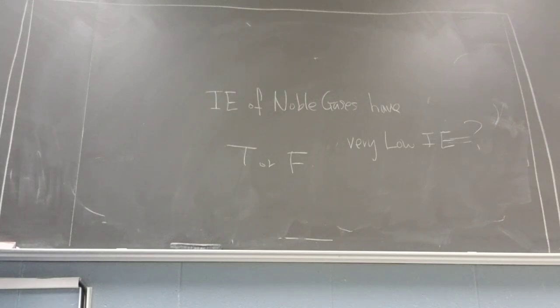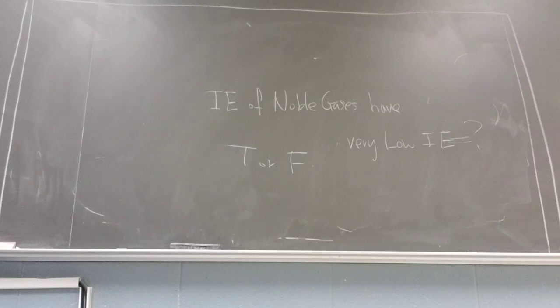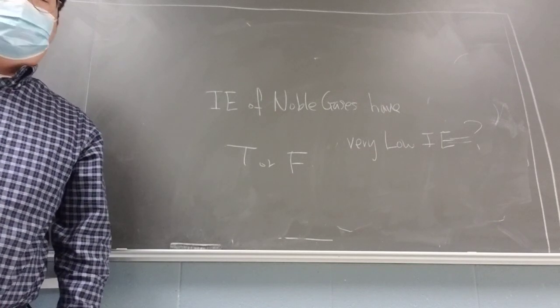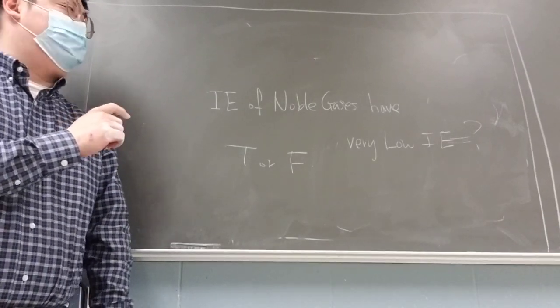So the noble gases means the last column, group 8, the last column in your periodic table: helium, neon, argon, krypton, xenon, and radon. All right, so what do you guys think? True or false? False, perfect, great.